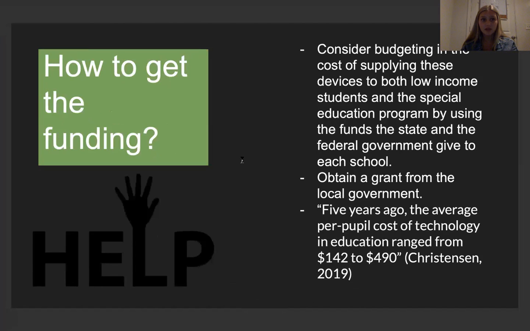How would we get the funding? We need to consider budgeting and the cost of supplying these devices to both low-income students and the special education program by using the funds the state and the federal government give to each school. We also could obtain a grant from the local government to cover these costs. Another source states, 5 years ago, the average per pupil cost of technology and education ranged from $142 to $490.